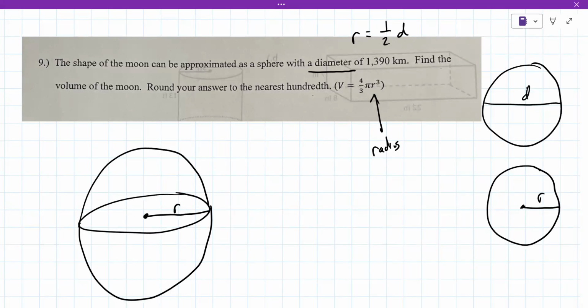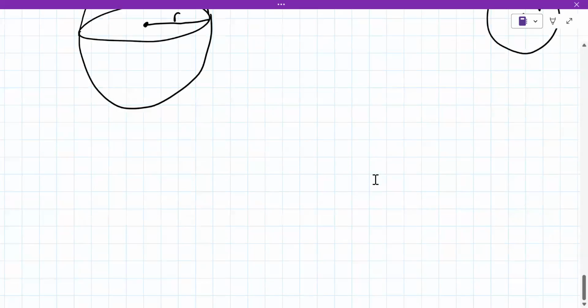4/3 pi r cubed. No, that's the volume. The radius is half the diameter. What is the value of the diameter? I got it. So area equals r squared divided by 3. No.